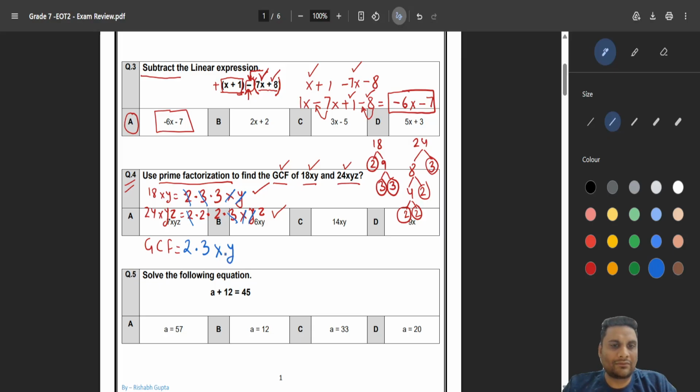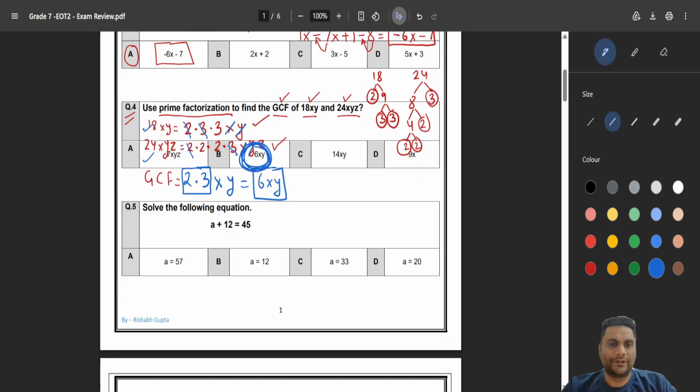Now see, all the common factors are down, right? Rest of the numbers are not matching. So leave them. This is my answer. Solve this. 2 times 3, 6. So 6xy is the GCF of 18xy and 24xyz. So you can see 6xy is here. So this is my answer.